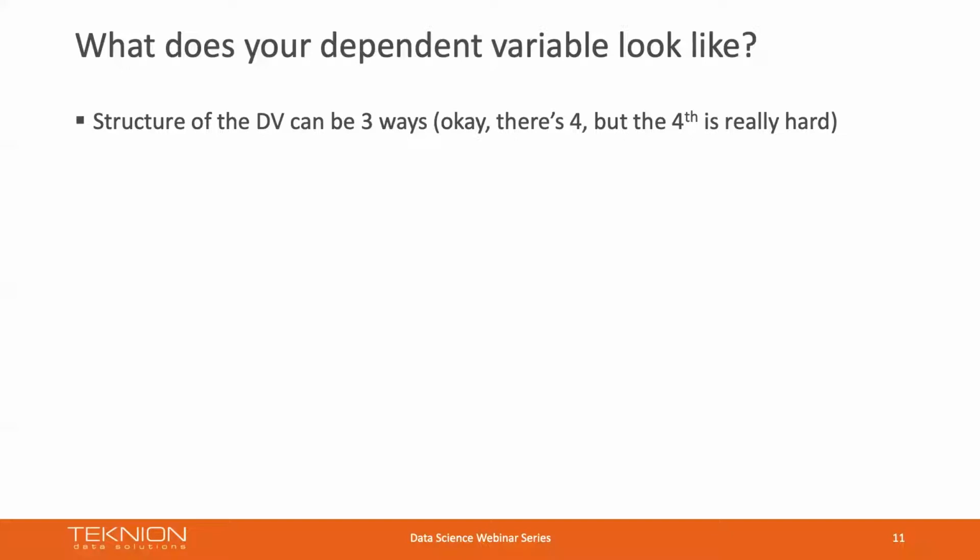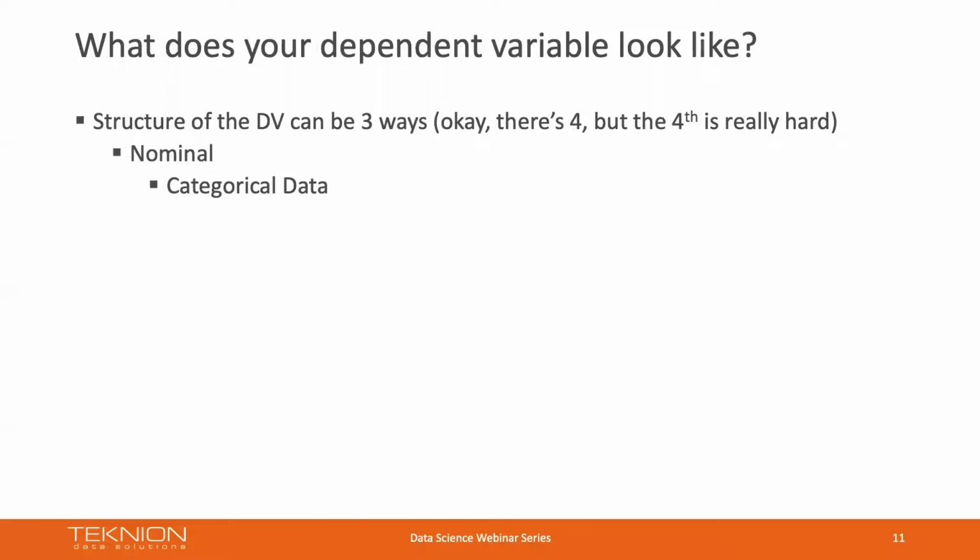We have a couple of options with this. We can really think of our dependent variable as being three ways. There's actually a fourth way, but it's really hard to do, so I'll mention it but I'm not going to talk about it. The first is nominal. When we're thinking of nominal data, this is like gender. There are no equal appearing intervals, and one is not better than the other. Same thing with ethnicity. We typically think of this as categorical data, like jersey numbers.